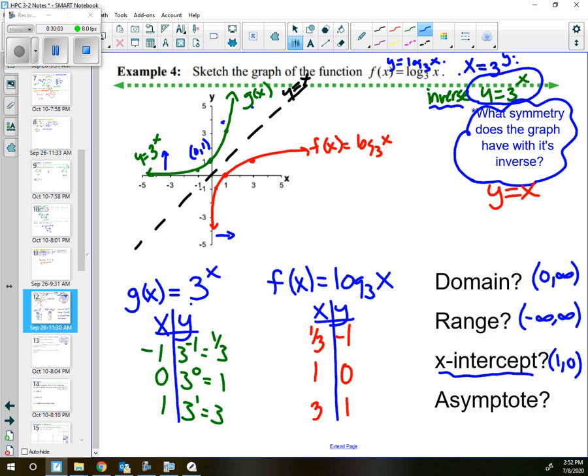And then does it have an asymptote? Sure it does, but it's not the x-axis anymore. Look at the red graph. What does it have as an asymptote? It has the y-axis. So the asymptote is the y-axis, or x equals 0. So it's very much whatever was an x becomes a y, whatever was a y becomes an x. They interchange, they switch. So it's a really easy way to see that relationship.